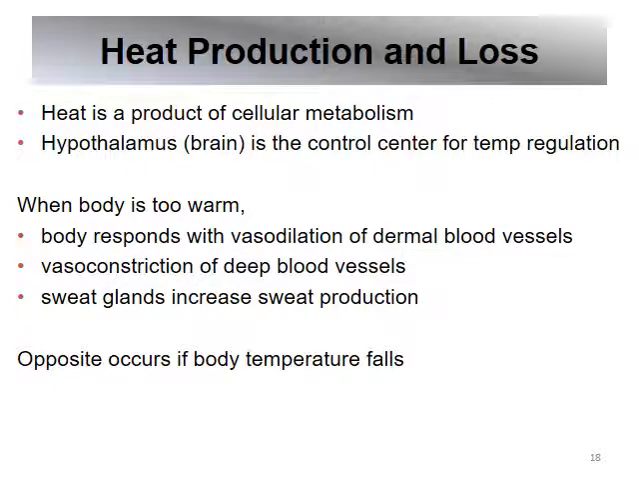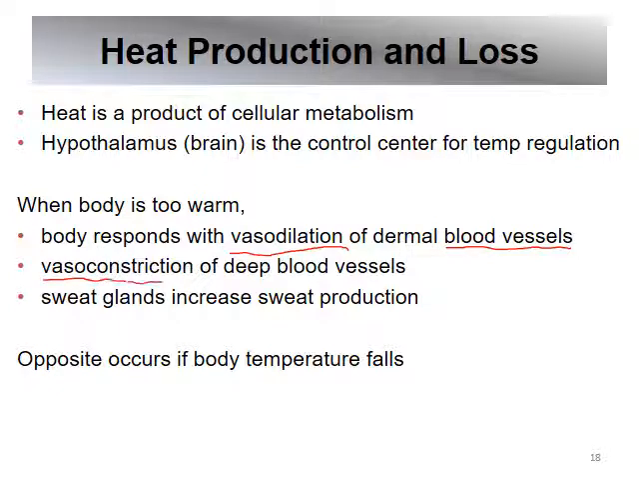Heat production and loss. And so again, if you are hot, then you sweat. And so here it's saying when the body is too warm, I do want you to know here, vasodilation of dermal blood vessels occurs. This means that the blood vessels get thicker, they get closer to the surface and it's easier for the heat to escape from the blood vessels.